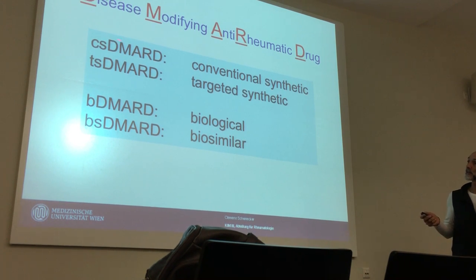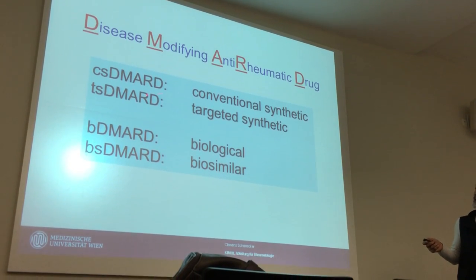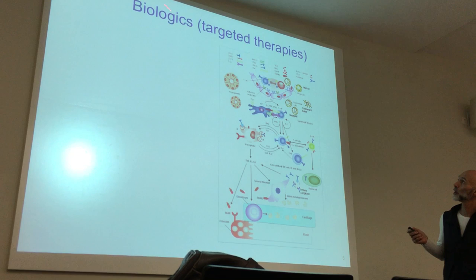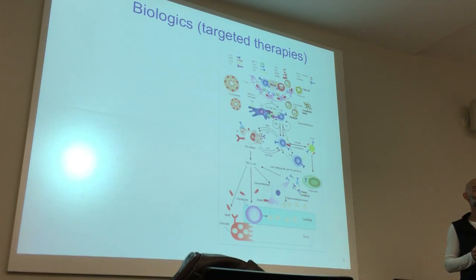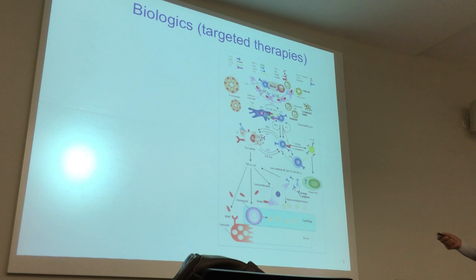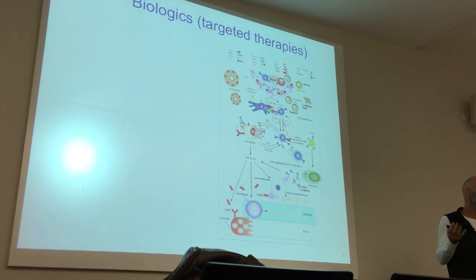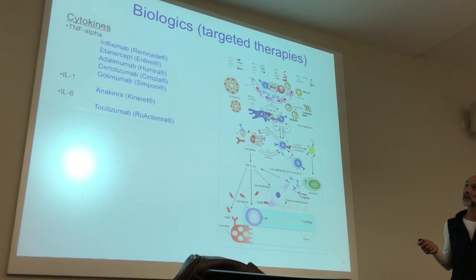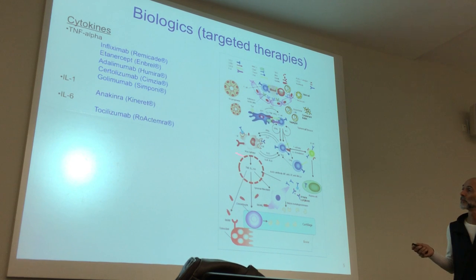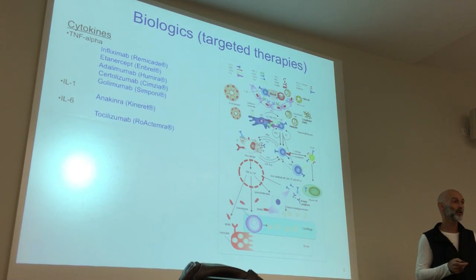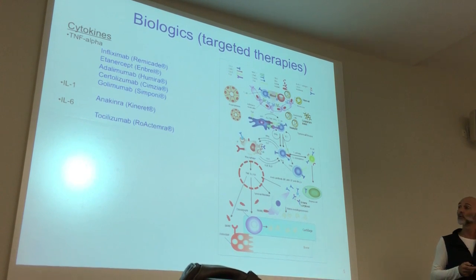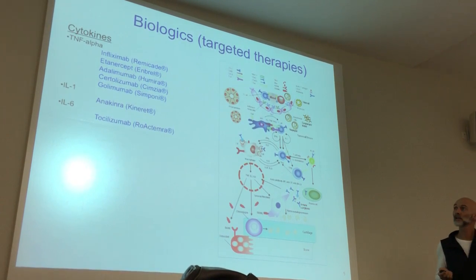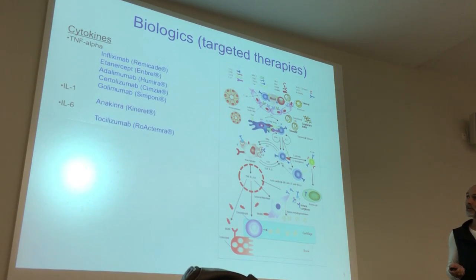So I already showed you this slide. We now have not only these conventional synthetic DMARDs, but now also the targeted, the biologicals, the biosimilars. And these biologics are also called targeted therapies because they more specifically interfere in this pathogenetic concept of rheumatoid arthritis. So we have drugs that target cytokines, pro-inflammatory cytokines down here. The most important ones are TNF blockers, blockers against interleukin-1 or interleukin-6. The largest group are the TNF blockers, so we have 5 originators and meanwhile already 3 biosimilars.